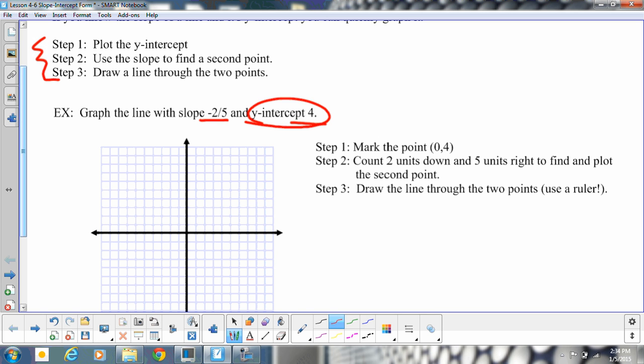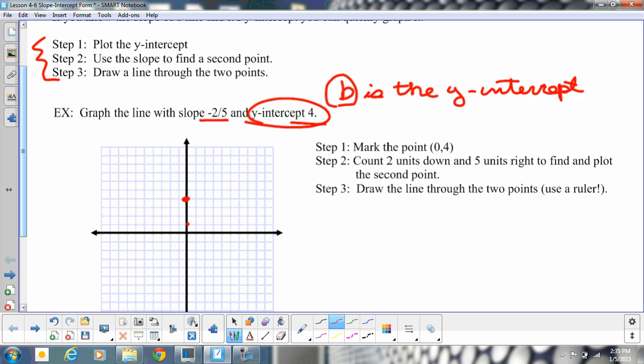In fact, we're going to use the variable b to signify the y-intercept. Think to yourself, b is where my line begins. In this particular problem, the y-intercept is 4. That's where my line begins. I'm going to put it out at 1, 2, 3, 4. There's my line beginning.